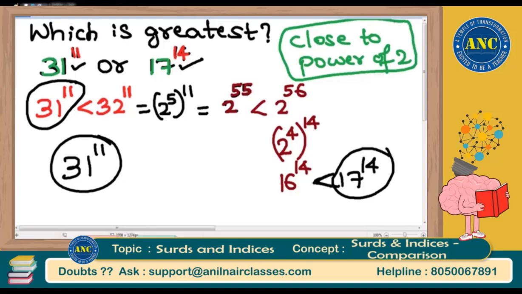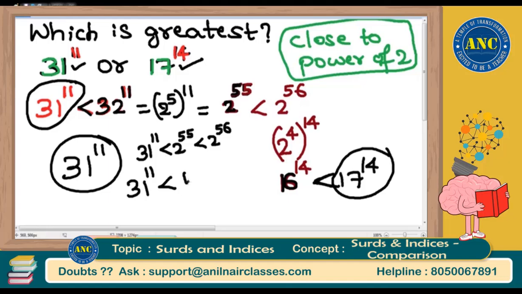I believe that the idea is clear. 31 power 11 is less than 32 power 11. 32 power 11 is nothing but 2 power 5 power 11 or 2 power 55. Now, I got till now as 31 power 11 is less than 2 power 55, but I can also say that 2 power 55 is less than 2 power 56. So 2 power 56 can be written as 16 power 14. That means 31 power 11 is less than 16 power 14. The 16 power 14 is also less than 17 power 14.